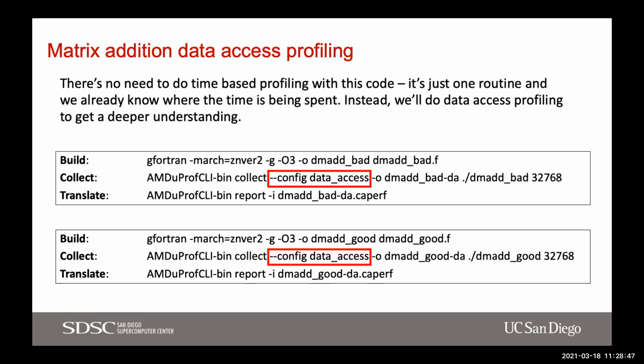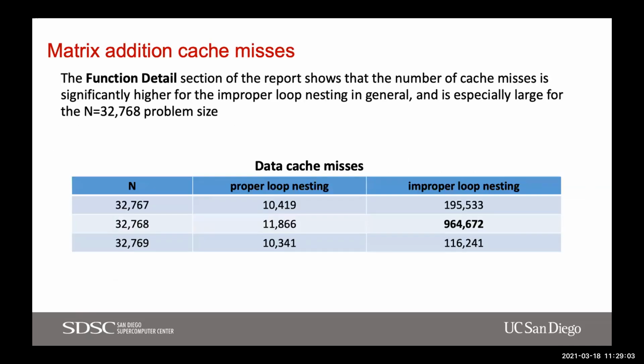So I'm going to build my code. I'm going to use uProf to collect profile data, and then I'm going to translate. The key thing that's different here is that for my profile, instead of TBP, I'm using data access. And if I look in the function detail section of the report generated by uProf, particularly at the cache misses, look at the number of cache misses when I had proper loop nesting. It's around 10 to 11,000.